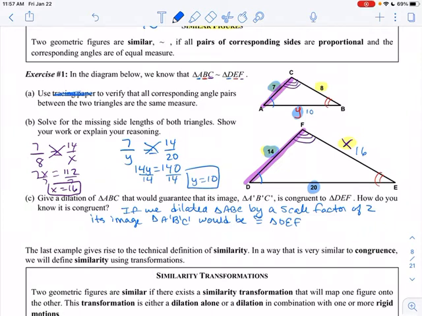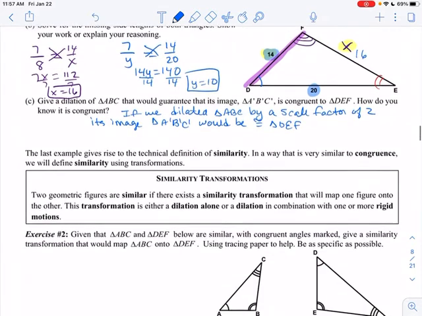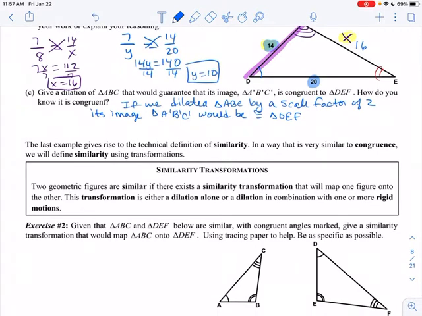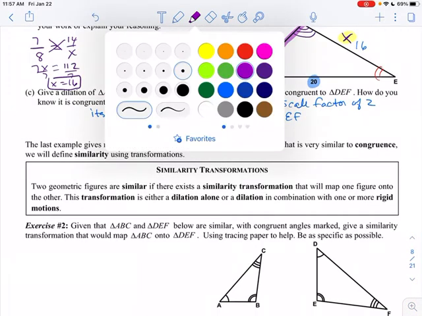So if I dilated ABC by 2, then the image A prime, B prime, C prime would be 14, 16, and 20, and all the sides and all the angles would be congruent. Okay, so this gives rise to our definition of similarity, which we have right here.